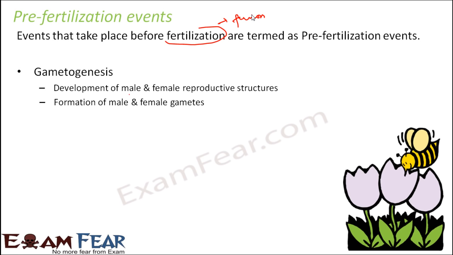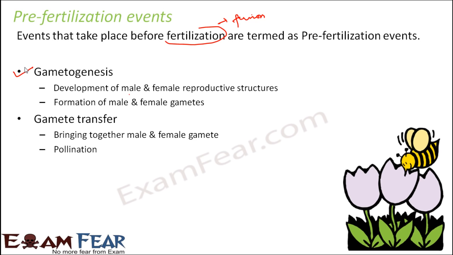First is gametogenesis, that is formation of gametes. The male gamete has to form, the female gamete has to form, only then they will fuse, right? So that is the first thing, gametogenesis. And the next thing that has to happen is gamete transfer. Let us suppose the male gamete is formed and the female gamete is formed, but both the gametes should meet each other so that the fusion can take place. So basically, formation of gametes and gamete transfer. These are the two pre-fertilization events.